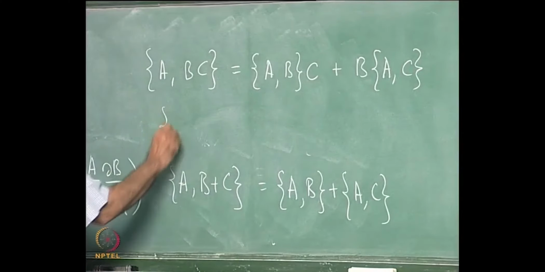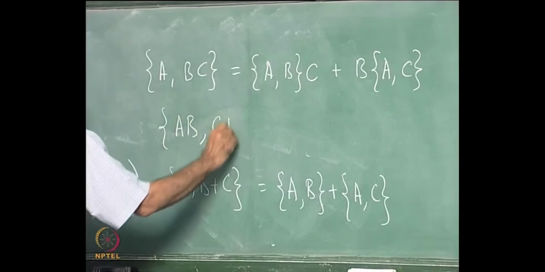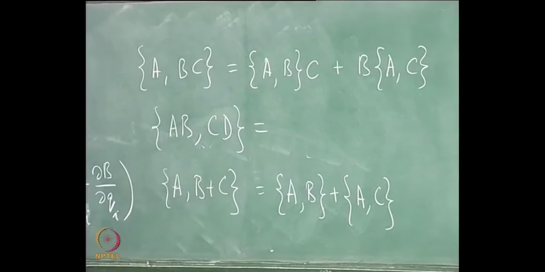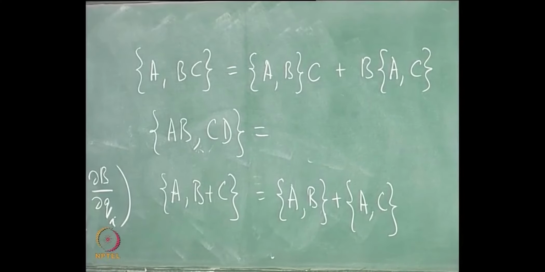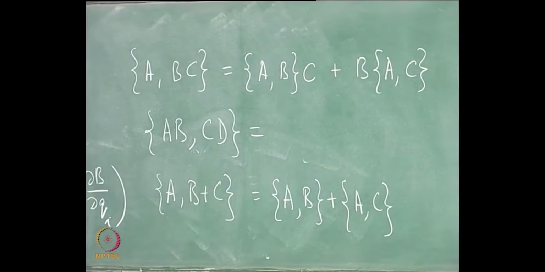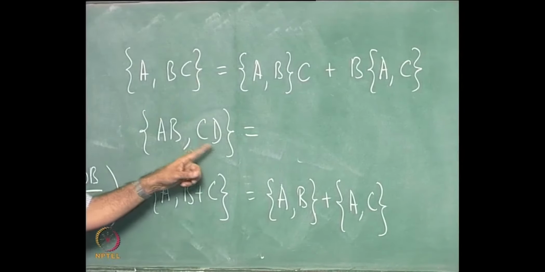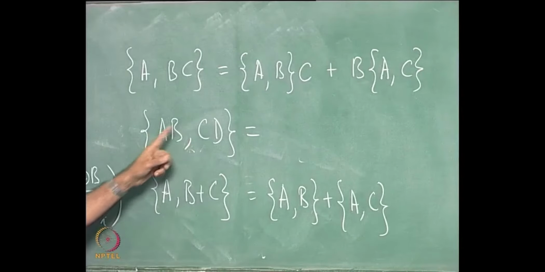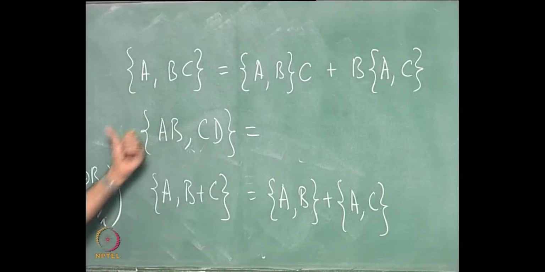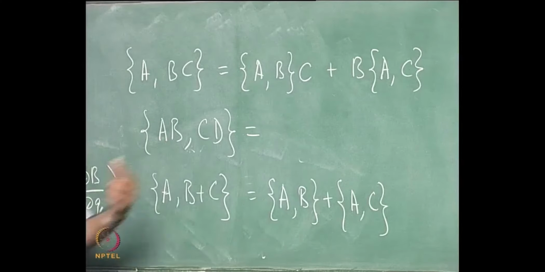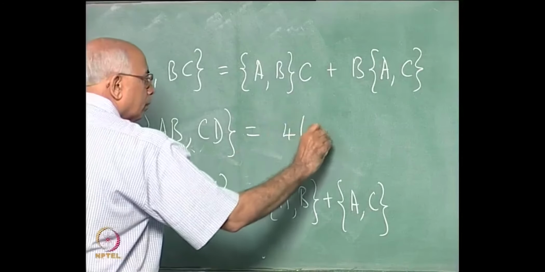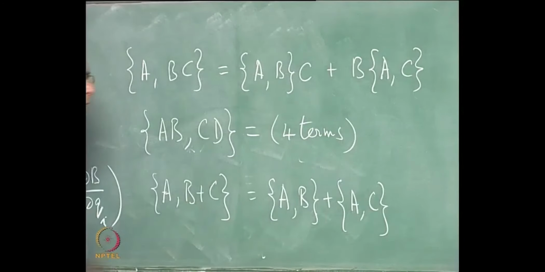What would {AB, CD} be equal to? What would you get on the right hand side? You would get 4 terms. First treat AB as a unit and use this formula for decomposing it into Poisson brackets of AB with C and AB with D, and then use the formula again for decomposing these into 2 more terms each. So you get a set of 4 relationships. So this is 4 terms on the right hand side.